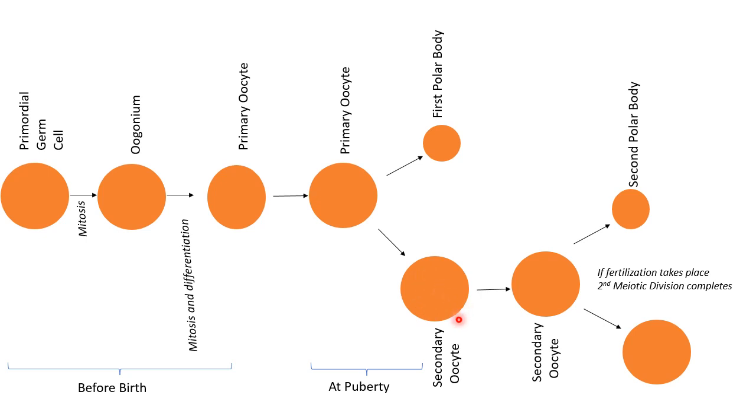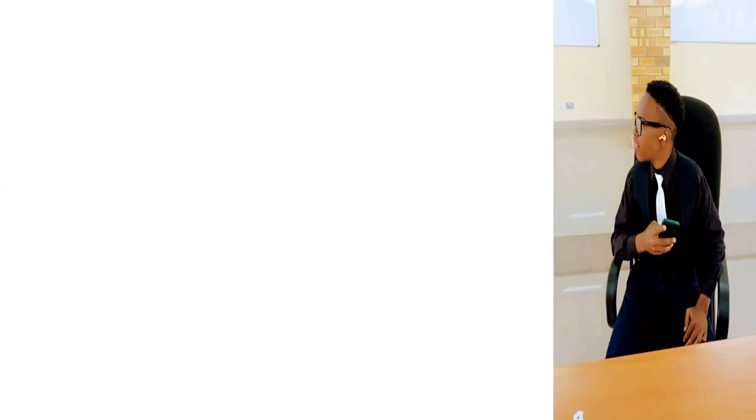Then this secondary oocyte will immediately go through the second meiotic division, but it will be arrested again in the metaphase 2 stage. And when it has been arrested, during ovulation it will be released as it is arrested in metaphase 2, and it is only a sperm cell that will complete the second meiotic division. So if fertilization takes place, the second meiotic division completes, and that is where we produce the second polar body, and the cell that proceeds is a fertilized egg. Alright, so this is where we end our video on oogenesis.